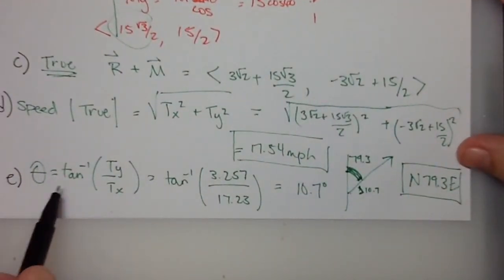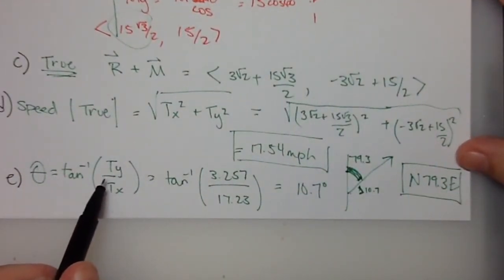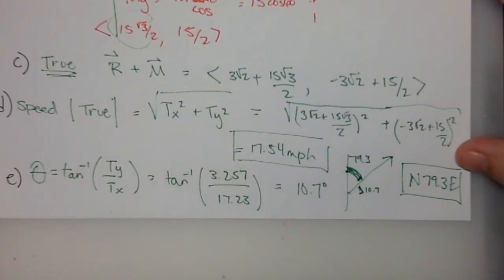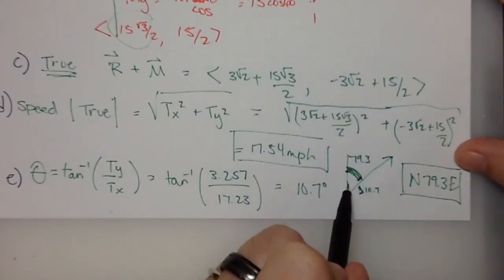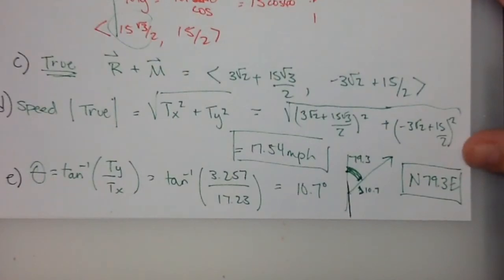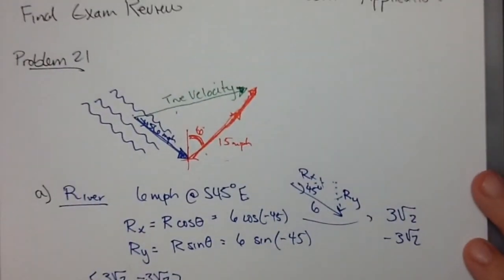Now remember, guys, when you take the inverse tangent, you're always going to get the angle with the x-axis. But for bearings, you've got to have the angle with the y-axis. All right, guys, this is how you do a vector application problem.